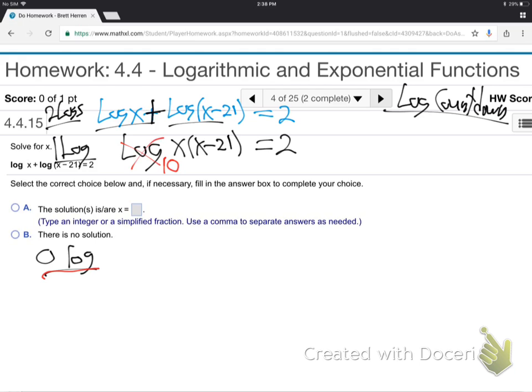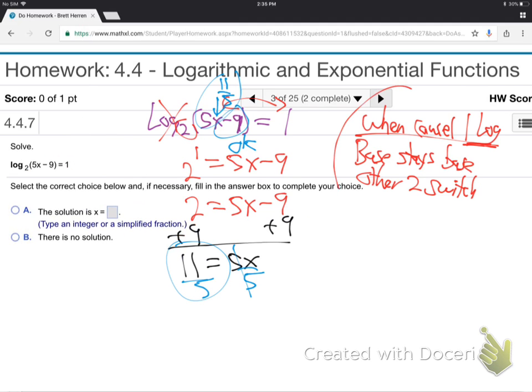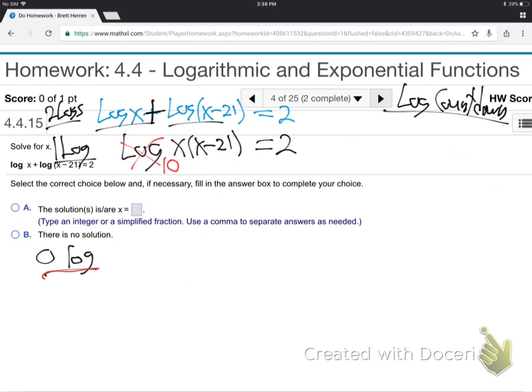Yeah, when you lose the log. Remember what the rule is? When you cross off one log, like I said right over here, when you cancel one log, the base stays the base, the other two switch. So the base stays the base, meaning that 10 will stay the base, and the other two will switch.